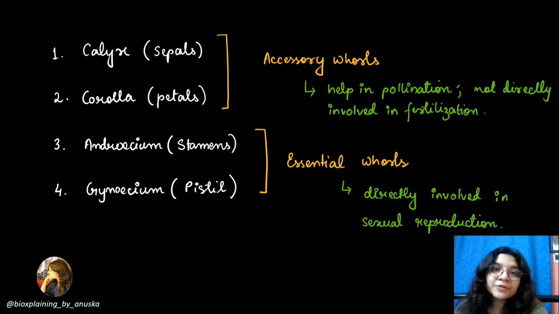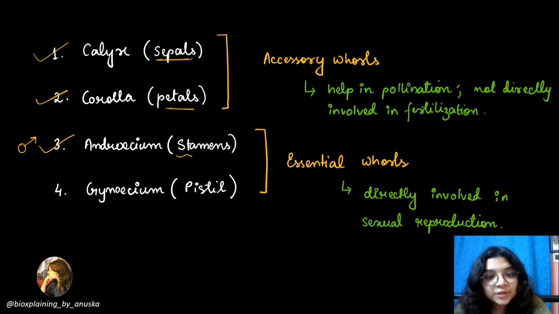Great. So we are done with the 4 whorls of a flower. So now let us just have a very quick recap. What did we talk about? The first whorl is the calyx. Individual unit is the sepal. The second whorl is the corolla. The individual unit is the petal. Third whorl is the androecium, which is the male part of the flower, and the individual units are the stamens. The fourth whorl is the gynoecium, which is the female part of a flower, and the individual units are pistils, sometimes also known as carpels.